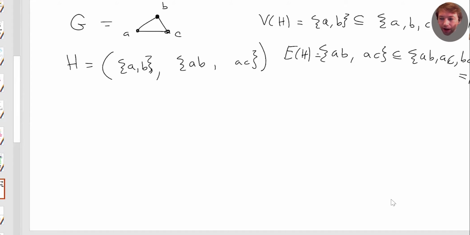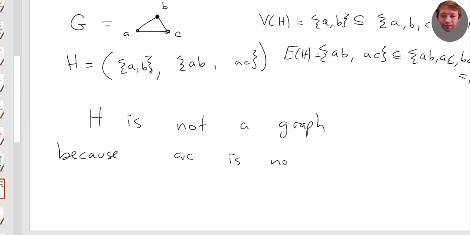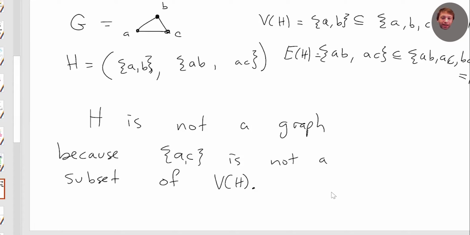Here's the reason why this isn't a subgraph. I claim that H isn't a subgraph of G, even though it looks like it is. Here's the problem: it's not a graph. H is not a graph because, if I write it in set notation, AC is not a subset of the vertex set of H. So to answer the question in the chat, can a subgraph have edges that connect vertices that aren't in H? The answer is no, not so much because of the subgraph condition, but because of the condition that H has to be a graph. I hope that wasn't too confusing, but does that answer the question? Okay, cool.